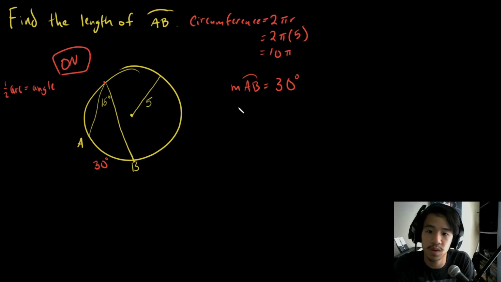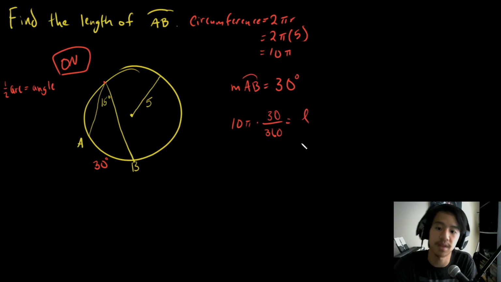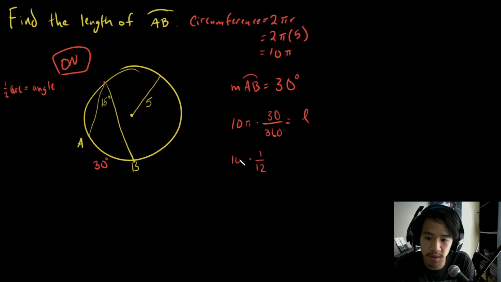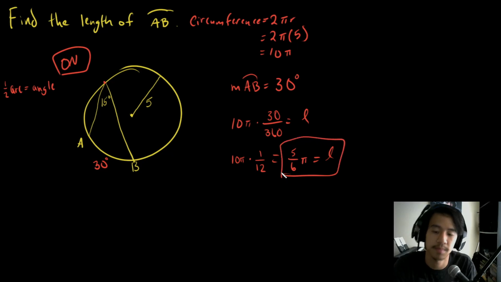So we're given everything we need. The circumference, 10 pi, times 30 over 360. 30 is the measure of the arc. This is going to be equal to L, the length of AB. 30 over 360 reduces to 1 over 12. We have 10 pi here. So 10 pi divided by 12, that's going to be equal to 5 over 6 pi. And this is the length. So that is how to find the arc length of a circle.